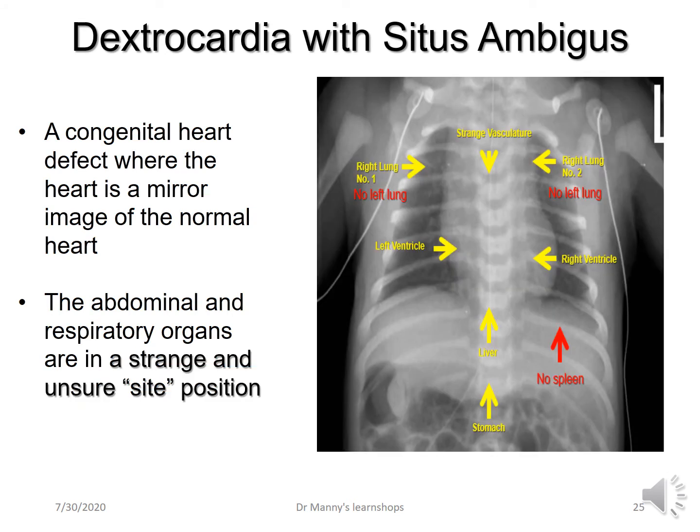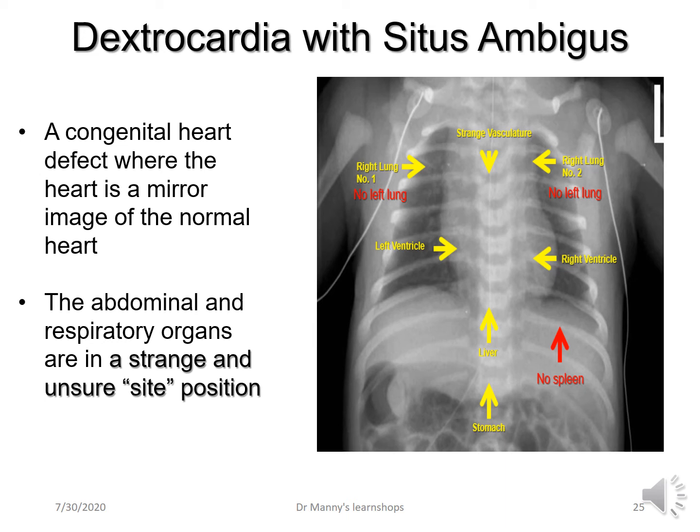Then you've got more complex heart disease or dextrocardia. This is called dextrocardia with situs ambiguus, which means it's ambiguous. This is a congenital defect where the heart is still a mirror image of the normal heart, but the abdominal and respiratory organs are in an ambiguous, a strange, and an unsure site position. It looks really weird, and this will require further, more extensive investigations.